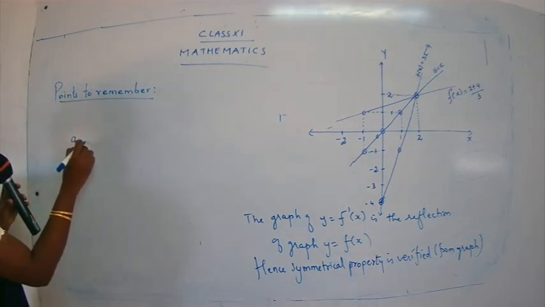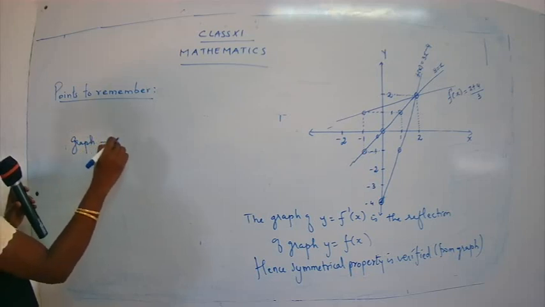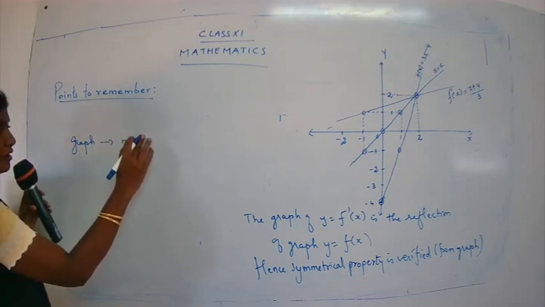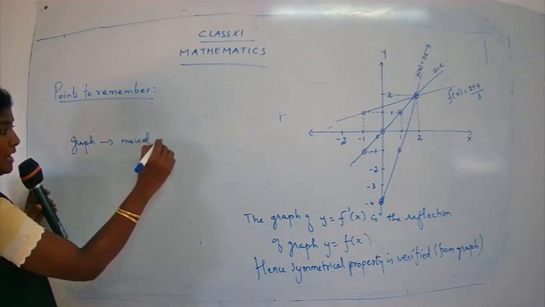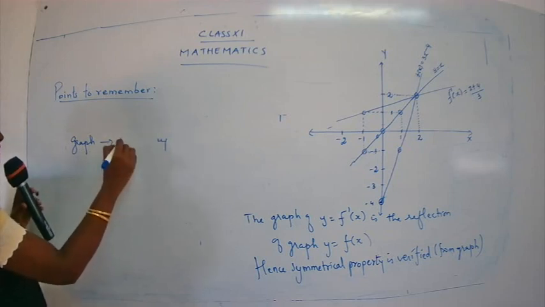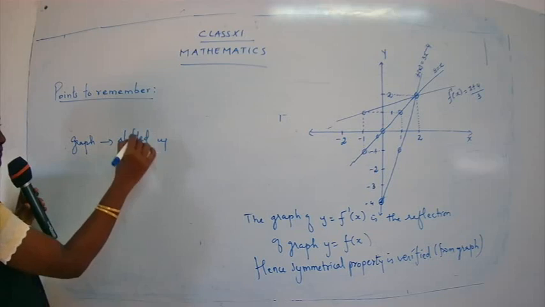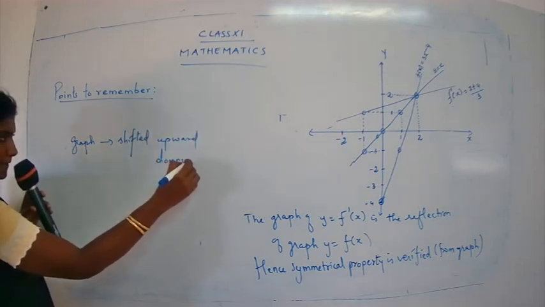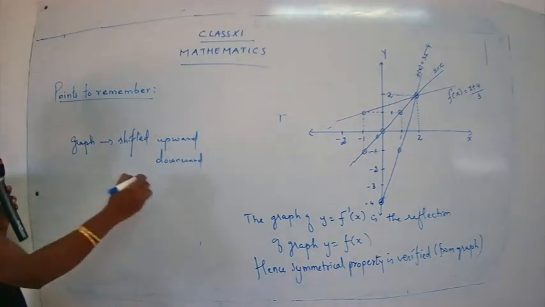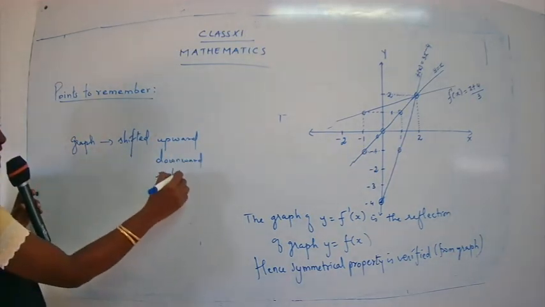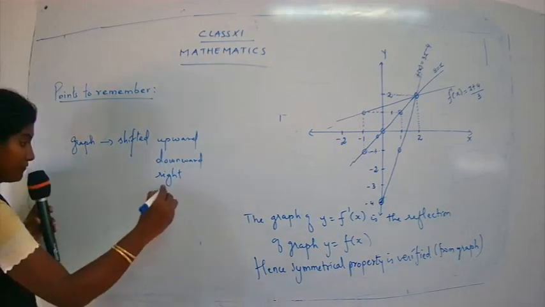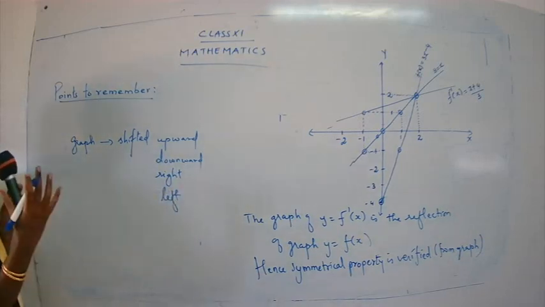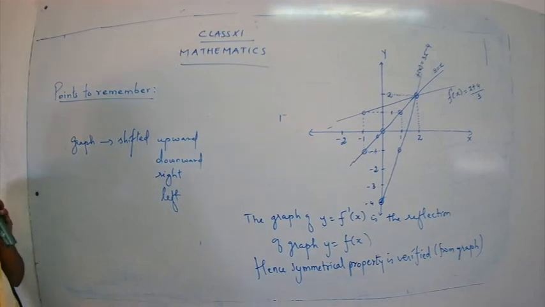The graph can be moved upward, or we can say, instead of writing moved, we can write shifted. The graph can be shifted upward, it can be shifted downward, it can be shifted towards the right, and it can be shifted towards the left. It can be expanded. What do you mean by expansion?